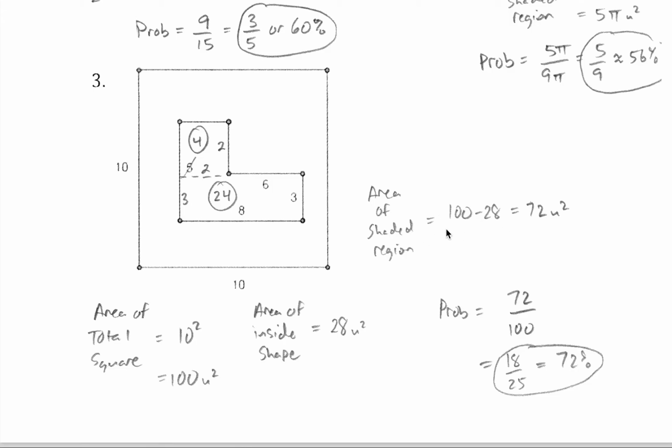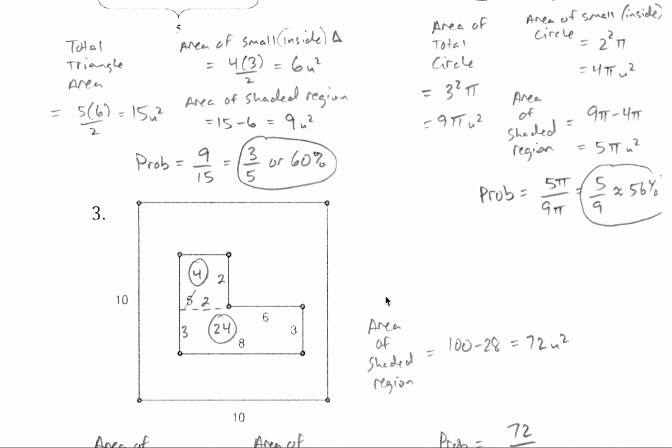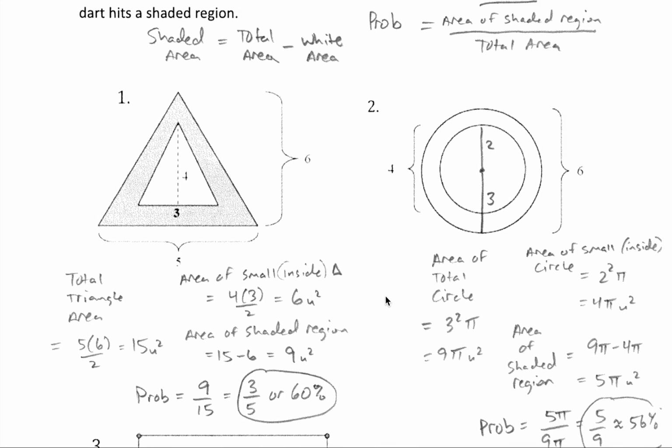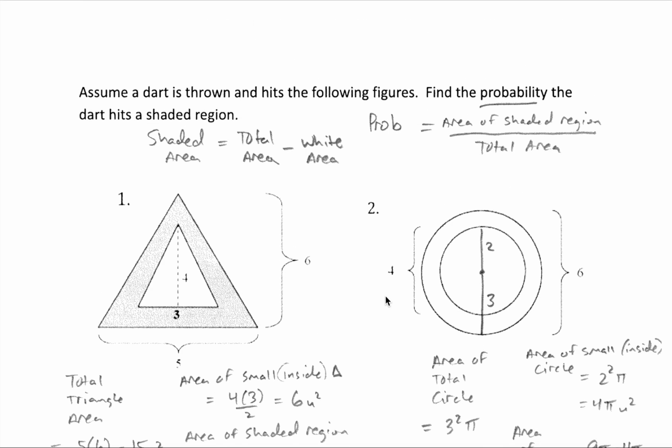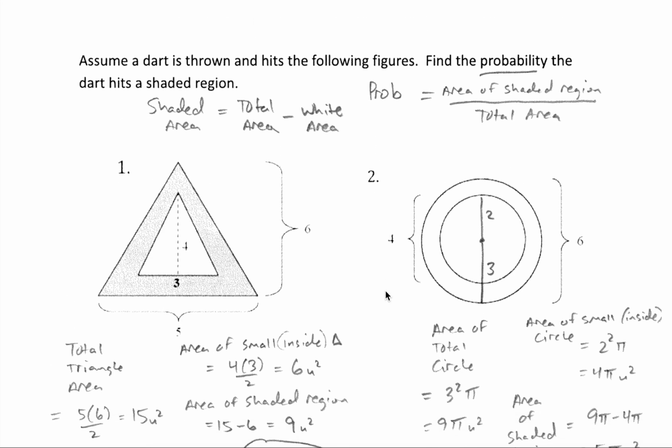Now we can compare the area of the shaded region to the total area, and we could write that as a reduced fraction or a percentage of about 72%. So there's a quick tutorial on how to find area of shaded regions and how to find the probability of being inside the shaded region.